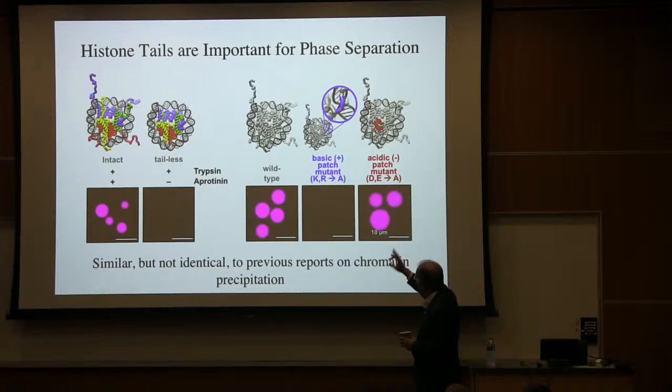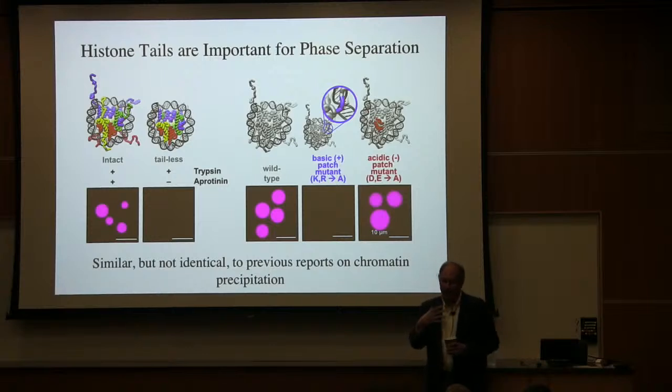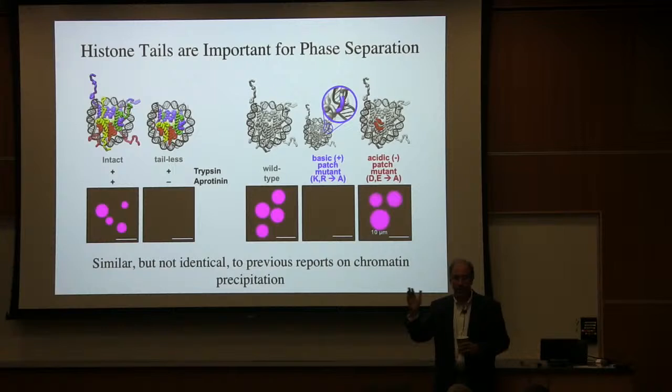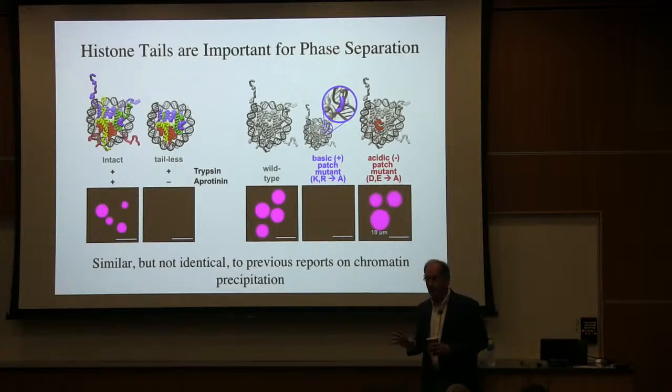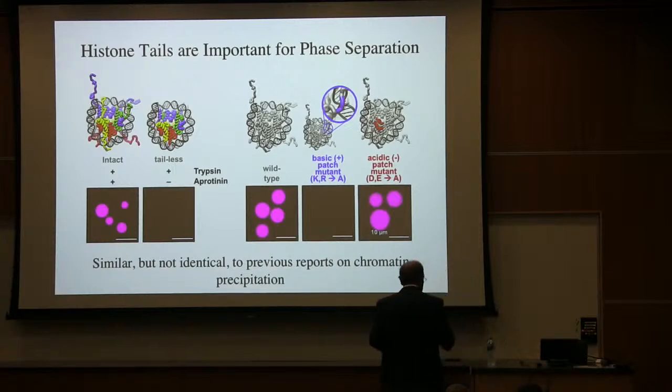This is not an identical dependency, though, in those other experiments, because when people have looked at precipitation, there's also an acidic patch on the face of the nucleosome that plays an important role there. And at least in our hands, if we mutate it here, the droplets can still form. We haven't quantified whether the phase separation boundary has shifted, so there may be quantitative differences, but not qualitative differences.